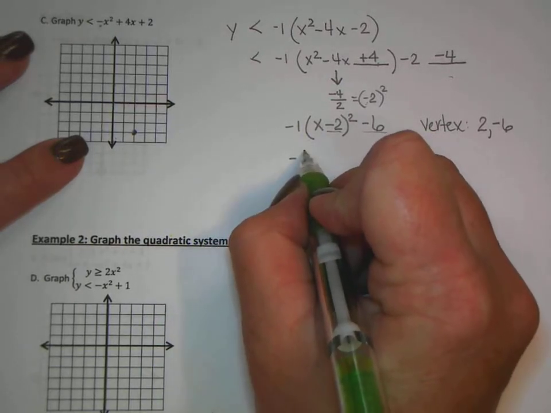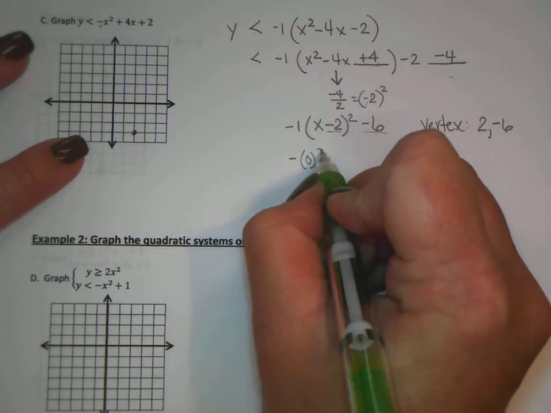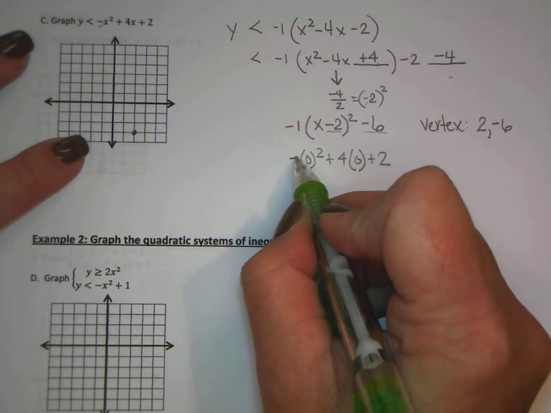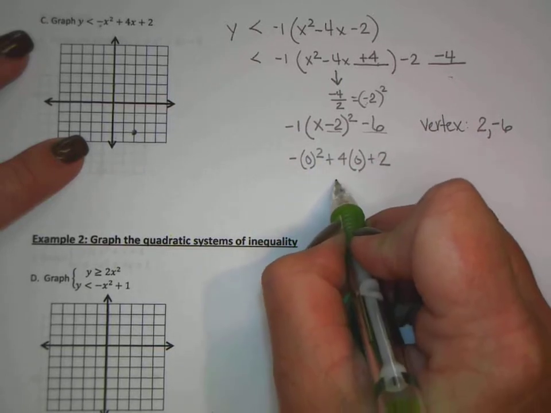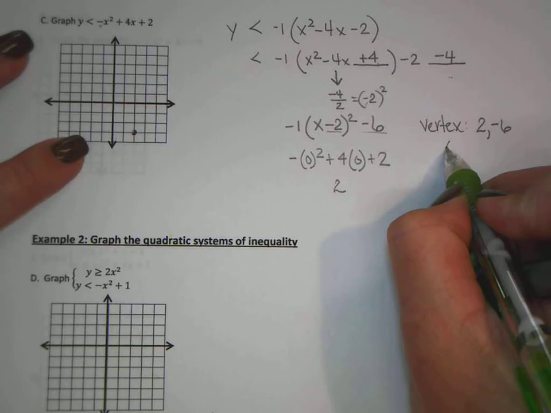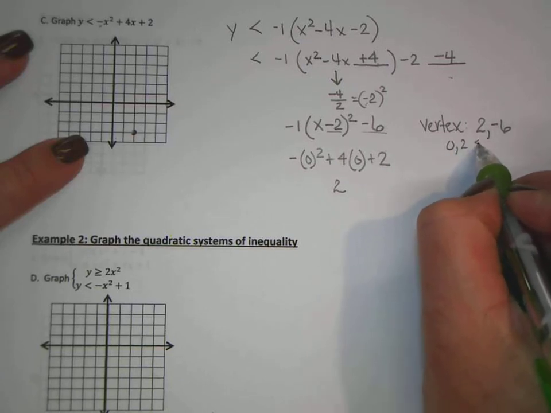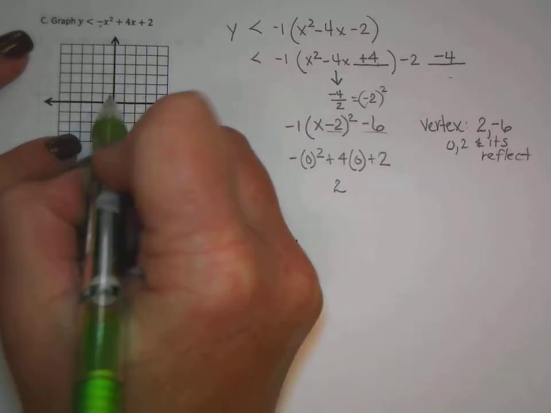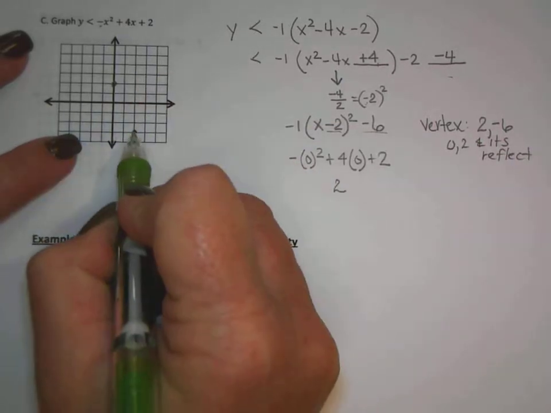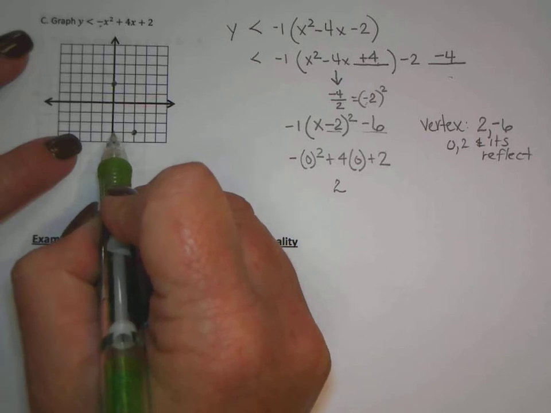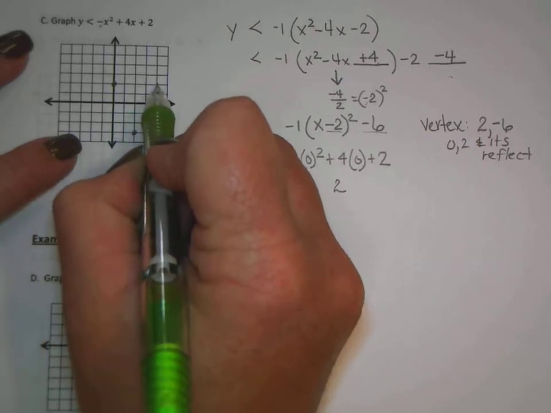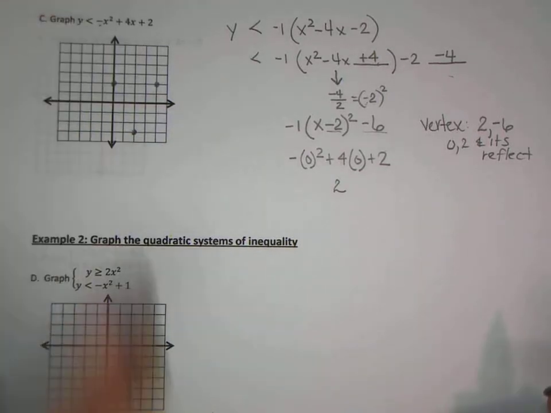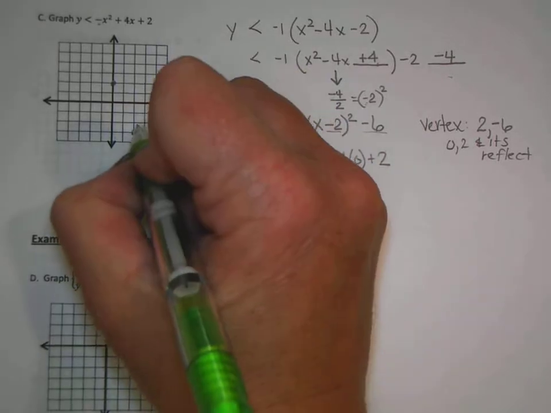So, the negative of 0 squared plus 4 times 0, plus 2. This all ends up being +2. So when x is 0, y is 2, and its reflection. So you're going to graph 0, +2, and its reflection. So this was 2 to the left of the axis of symmetry, 2 to the right of the axis of symmetry. Again, this one is a less than, so it's a dotted line.